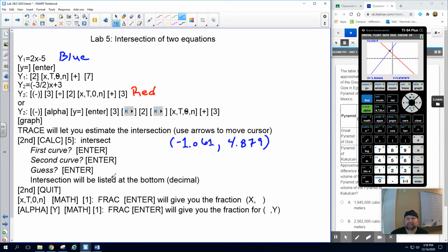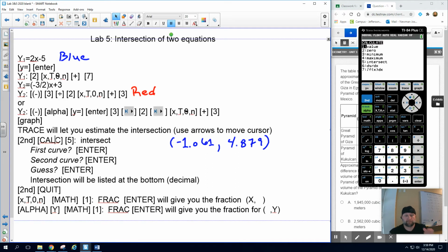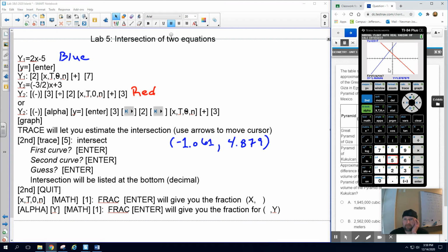Now, in order to find the exact value, it's a little bit longer. So we'll hit second, and then calc, which is trace. So I'm going to actually change that. So trace, and then 5. Now it asks us for the first curve. What it means is the first line. So Y1 is the first line. So you can hit enter.